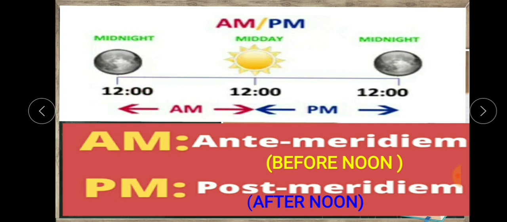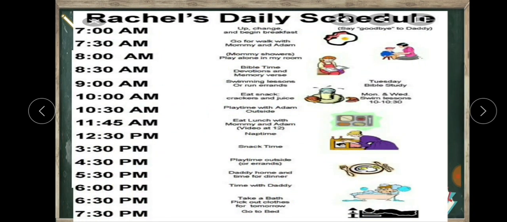The time between midnight 12 and noon 12, we read in AM. The time between midday 12 or noon 12 and midnight 12, we read in PM. In simple words, we read the time in AM if it is before noon. The time before noon we read in AM and the time after noon we read in PM. Okay, children?